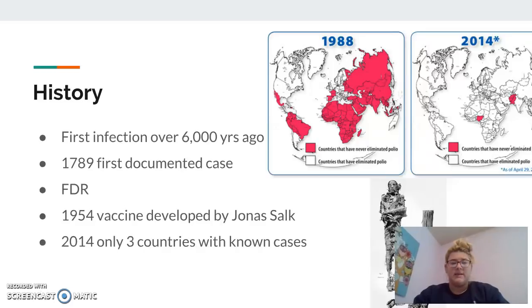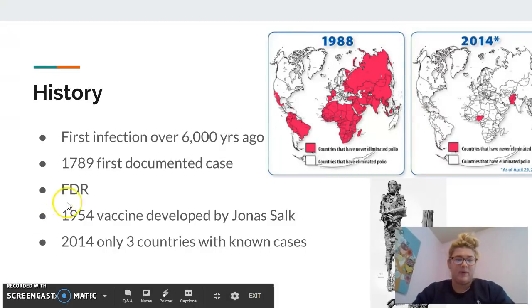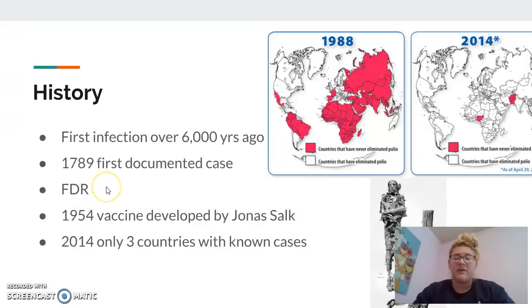But polio wasn't very much of a big deal. It wasn't until the 1800s that it really became relevant and a big deal. Many people didn't have it until then. One of the most famous people you've probably heard of that had the disease is Franklin D. Roosevelt, and he got it when he was in his 30s, and he had paralytic polio, which most people don't recover from.